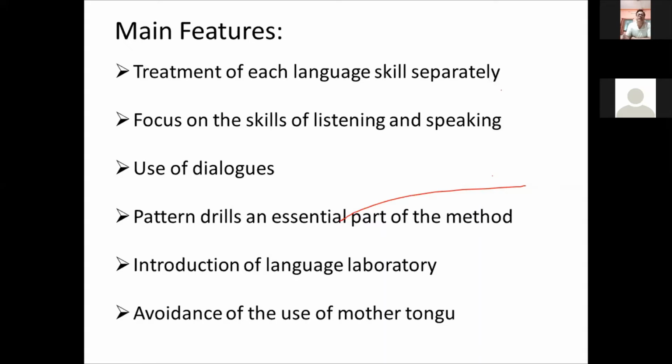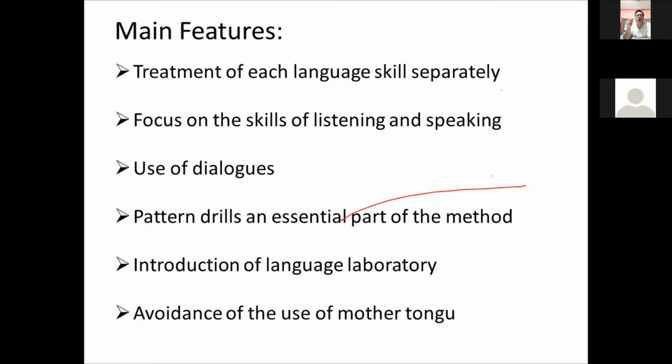Now, as I said, the focus is mainly on the skills of speaking and listening, in accordance with Moulton's first slogan: language is speech, not writing. So for the student, listening first is very important. From listening to the teacher, the student will be able to understand the language, and then he will be able to speak in the target language.